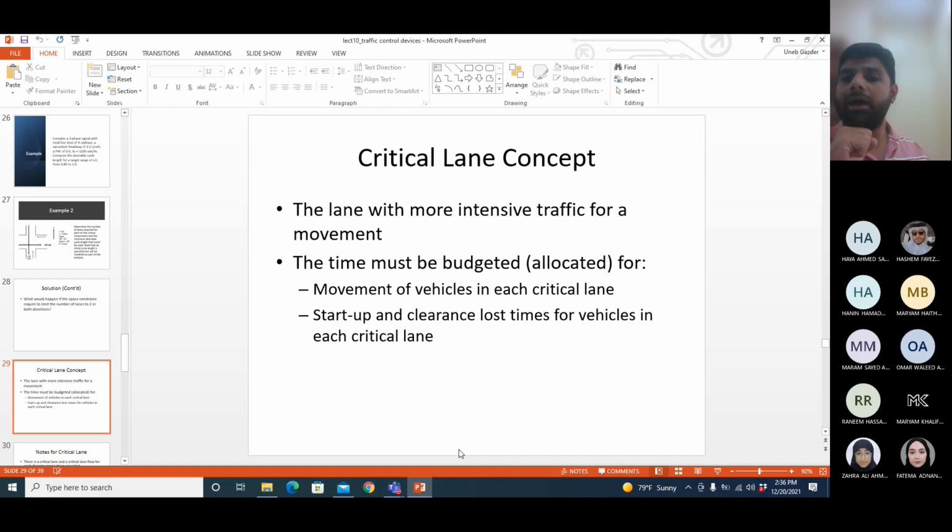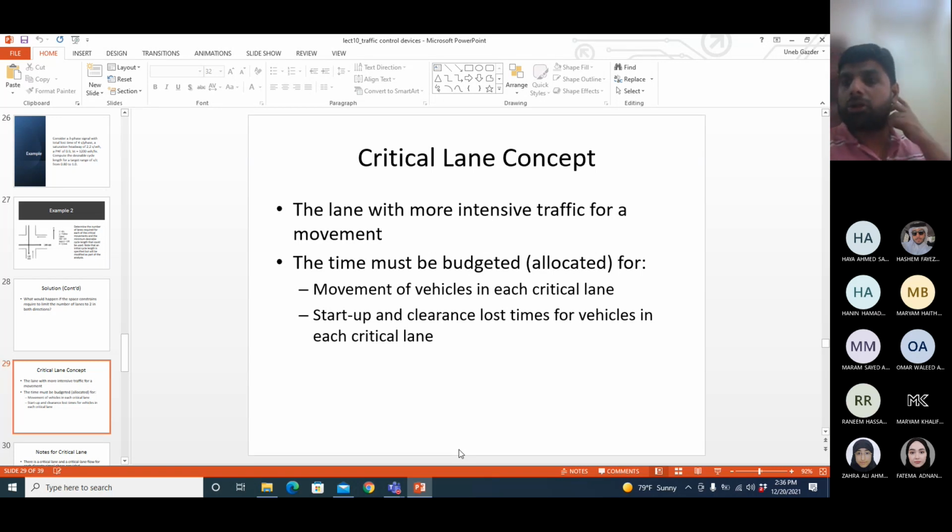Okay, and like I said, in most of the cases, the difference between the volumes of different lanes is quite high. So if you have one lane which has 500 vehicles, the other one has 1100 vehicles, obviously the 1100 vehicles lane will become critical because the difference is so high, 600 vehicles. So with all the considerations given, the one which has higher volume will eventually become the critical lane, but not in all the cases.